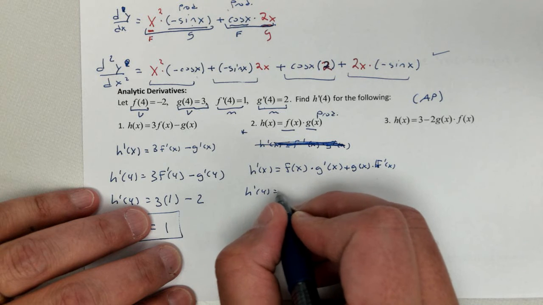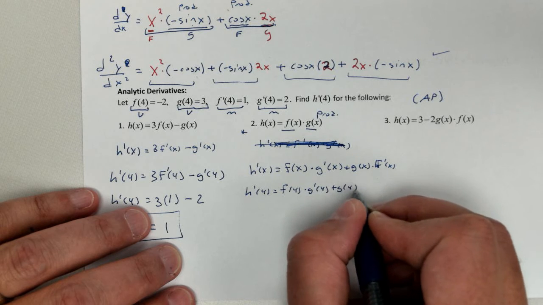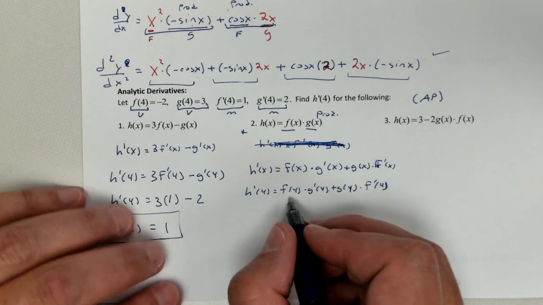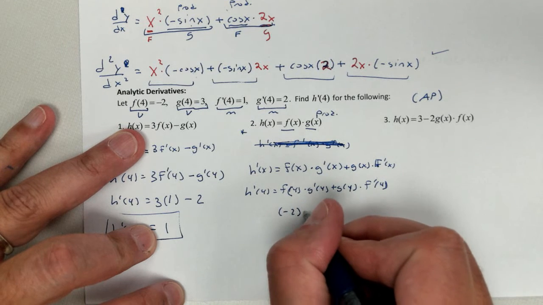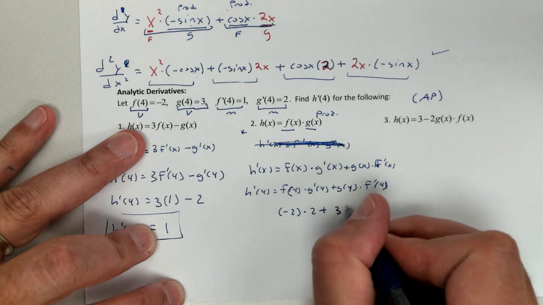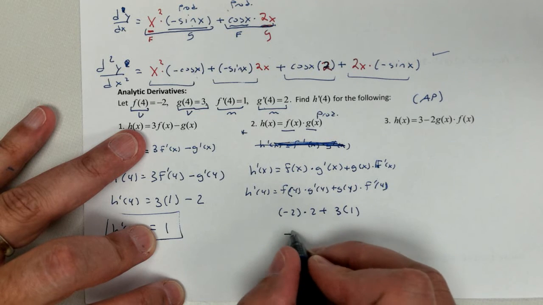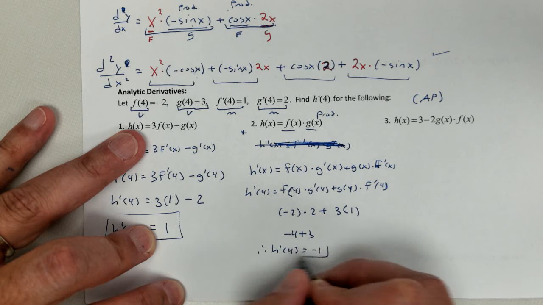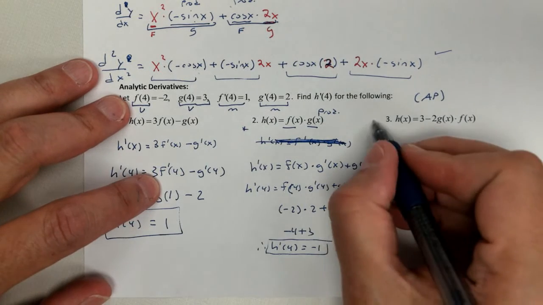H prime of 4, we get f of 4 times g prime of 4, plus g of 4 times f prime of 4. There we go, and just plug in everything. F of 4 is going to be what? Negative 2. G prime of 4 is 2. G of 4 is 3. And f prime of 4 is 1. So we get negative 4 plus 3, so therefore I can say h prime of 4 is negative 1. Not hard at all. All right, try number 3 on your own real quick.